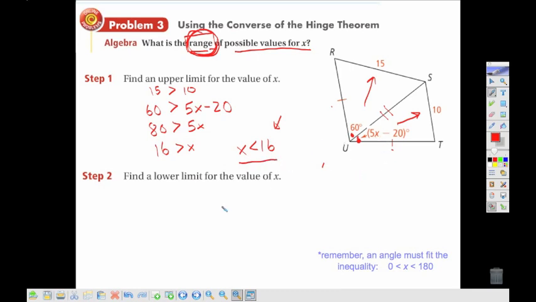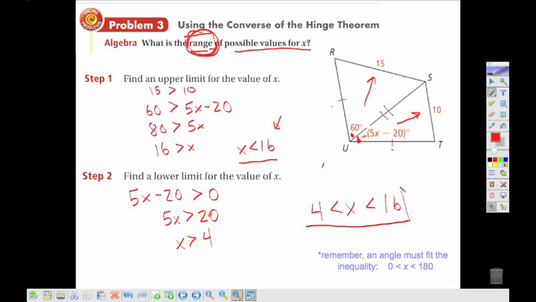So we also need to know that this angle, 5x minus 20, has to be a positive number. It has to be greater than 0. And so my x would also have to be greater than 4 in order to get a positive number here. Putting these two things together, this 4 and the 16, we know that x would have to be greater than 4 and less than 16 in order to give us an angle. Now the lower side, again, was based on the fact that it's just an angle. And the upper limit here was based on it fitting the converse of the hinge theorem.